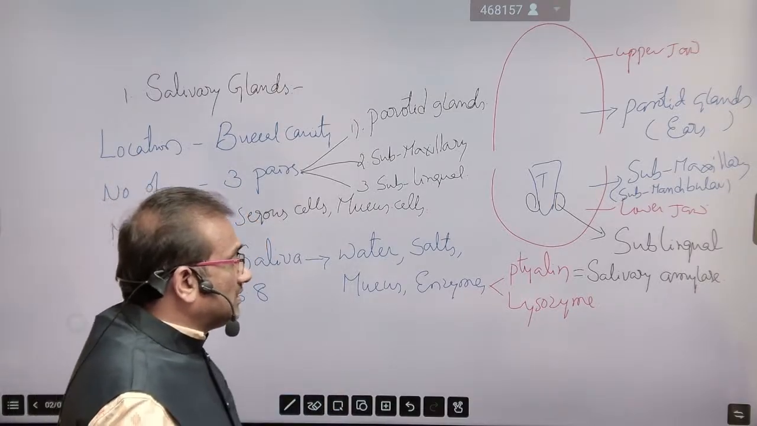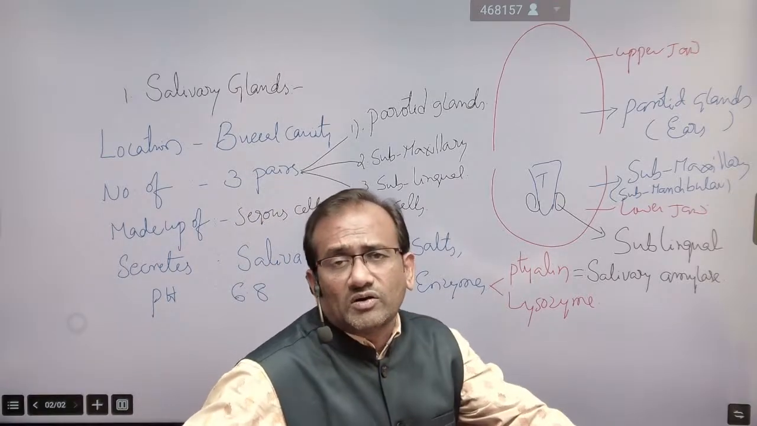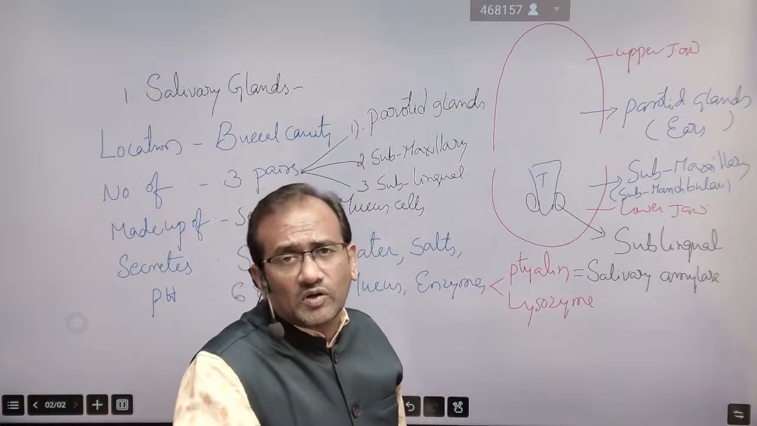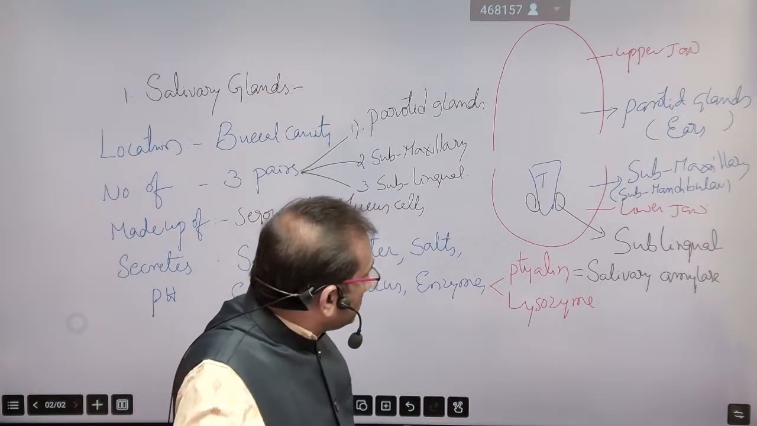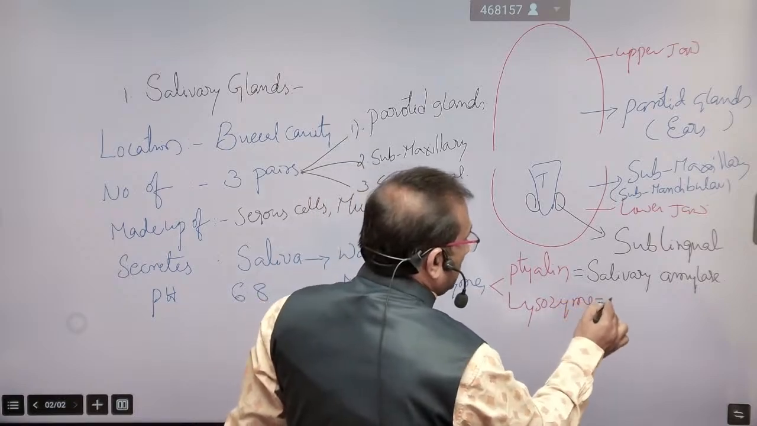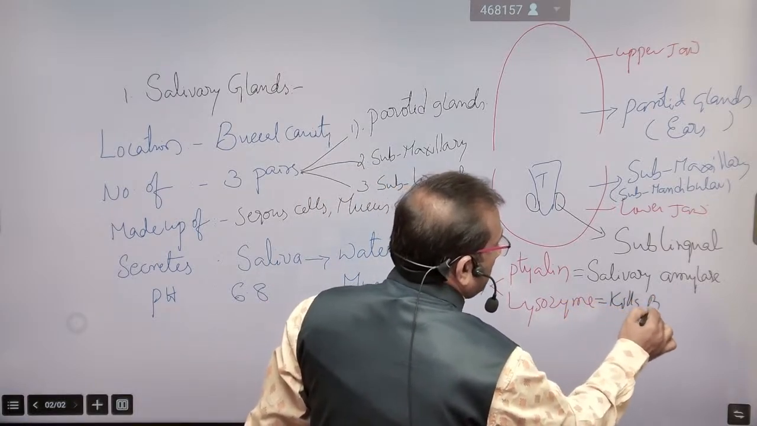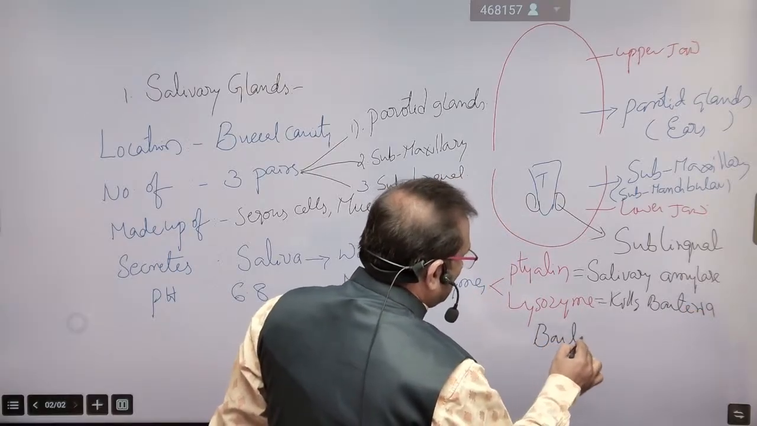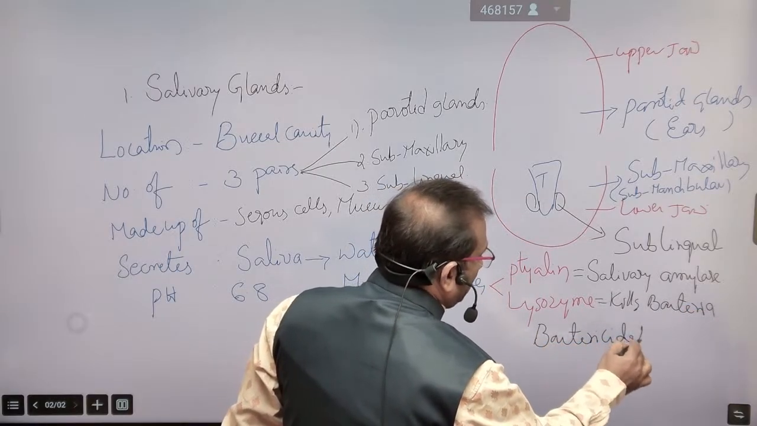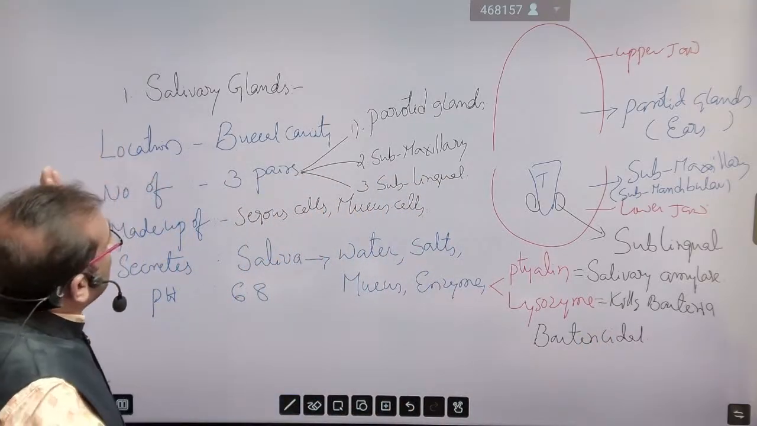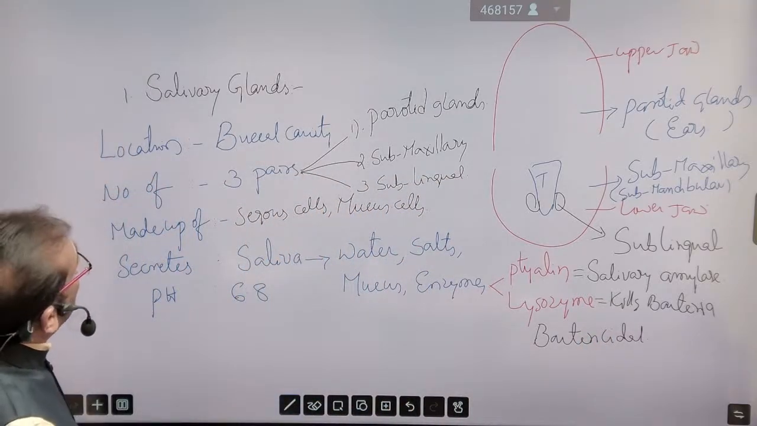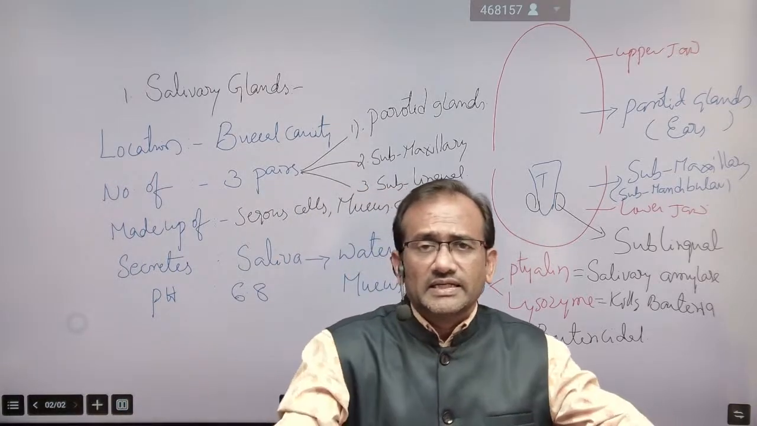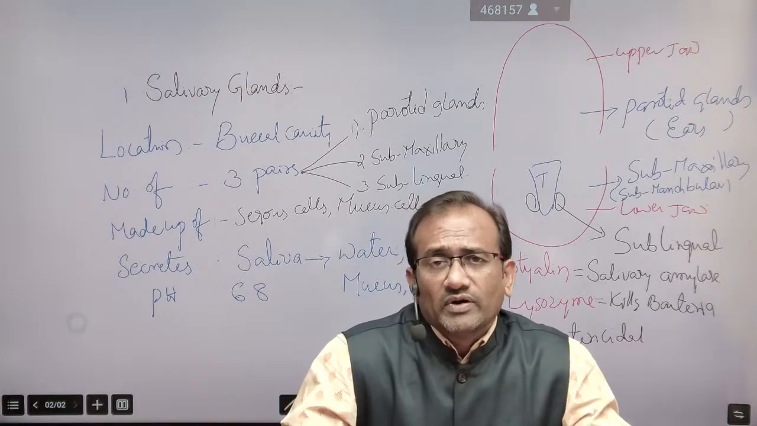Another amylase is present in the pancreatic juice, which is called pancreatic amylase. Here salivary amylase has the same function. They convert carbohydrates into maltose. Lysozyme kills bacteria, so it has bactericidal activity. So this is about the salivary glands, the first of the extra alimentary canal glands. They secrete saliva. And second one, gastric glands.